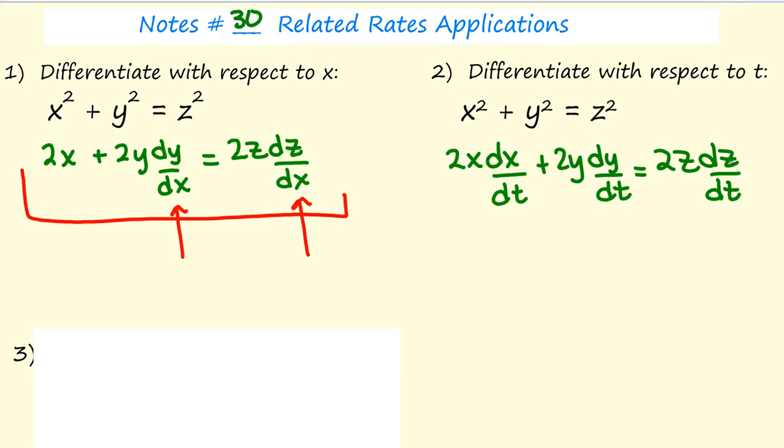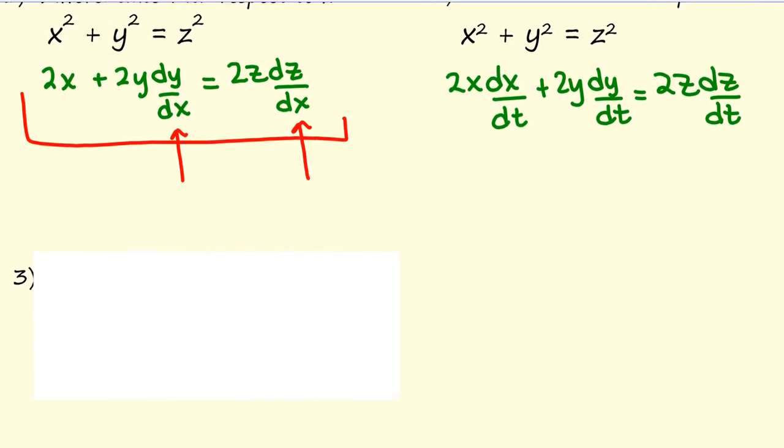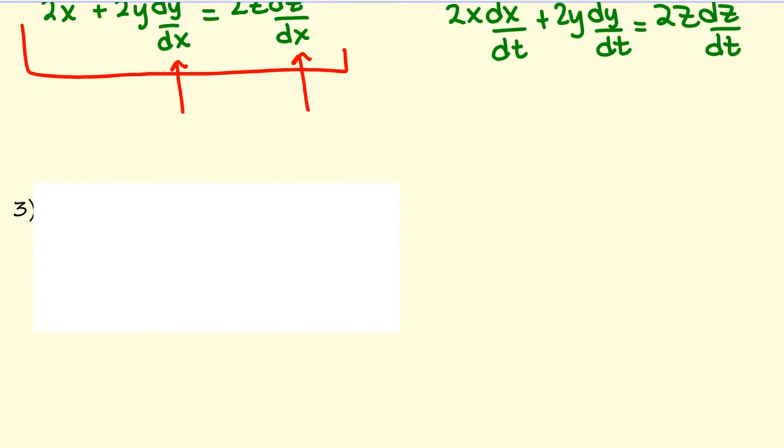And let's just imagine that you were solving for one of those rates and that you had enough information given to plug in the rest of the numbers. You would plug in all the other things and you would solve for the one you don't know. So that's where we're going to be headed when we get to the applications.